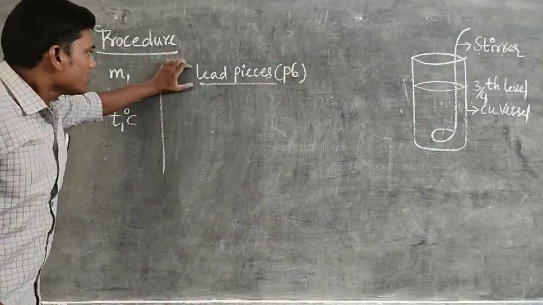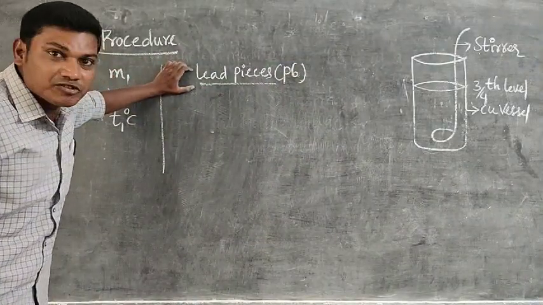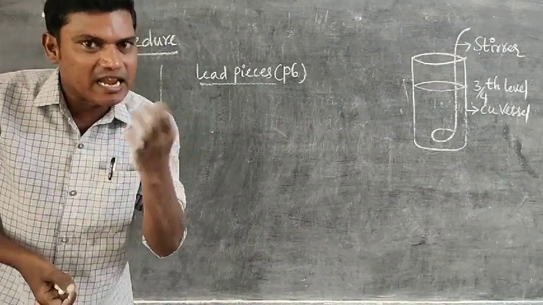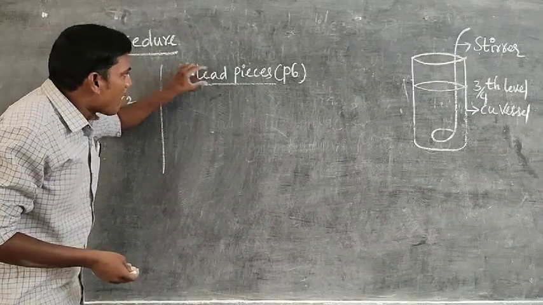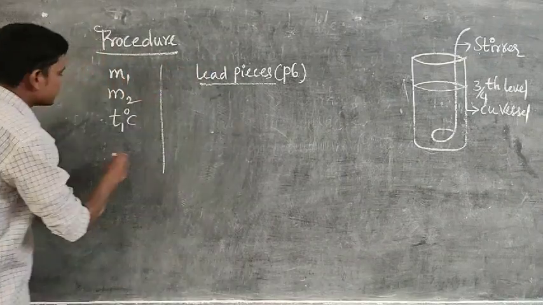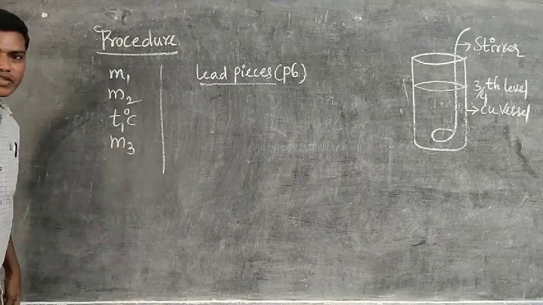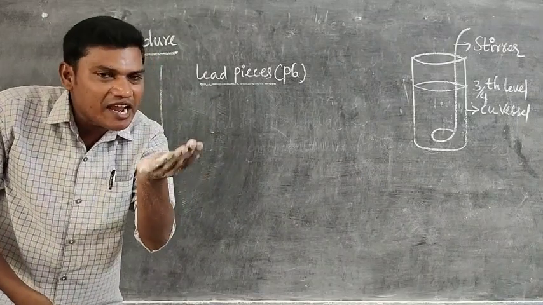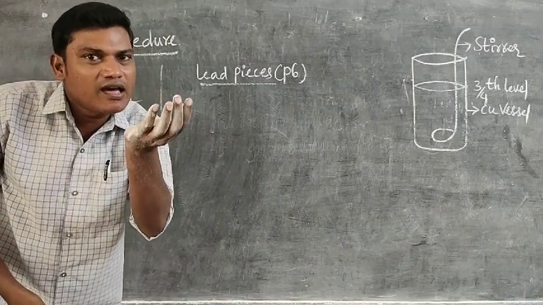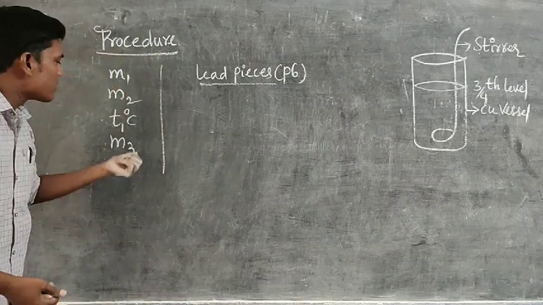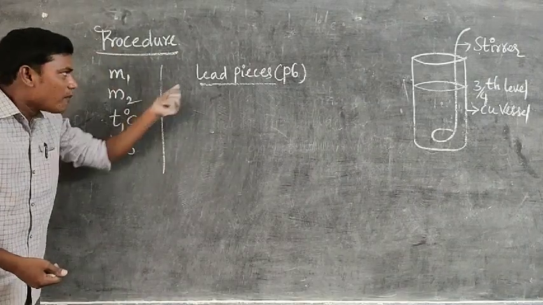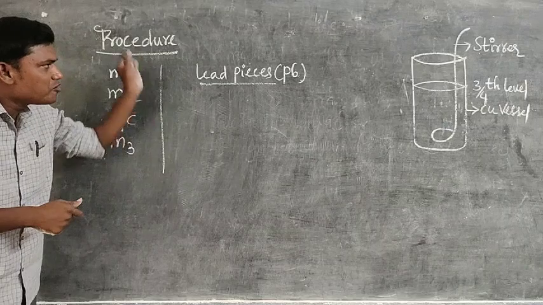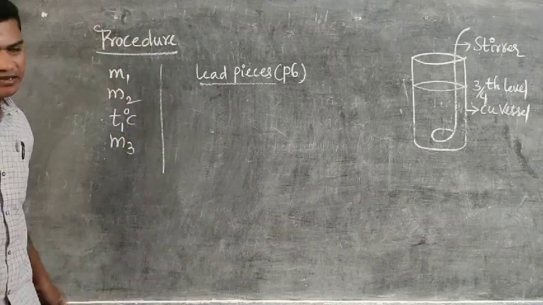Now, how much lead do they give us? Listen very carefully. They give some lead pieces. We keep the lead pieces in a lightweight plastic cover and measure their mass using an electronic weighing balance or physical balance, noted as M3.